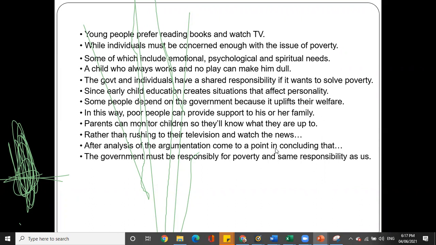Come on guys, let's end the slide. The government must be responsible for poverty as us. It's like the government is responsible for poverty and we are also responsible for the poverty. Okay, like can we make the slightest changes so that we don't have to make so many notations?